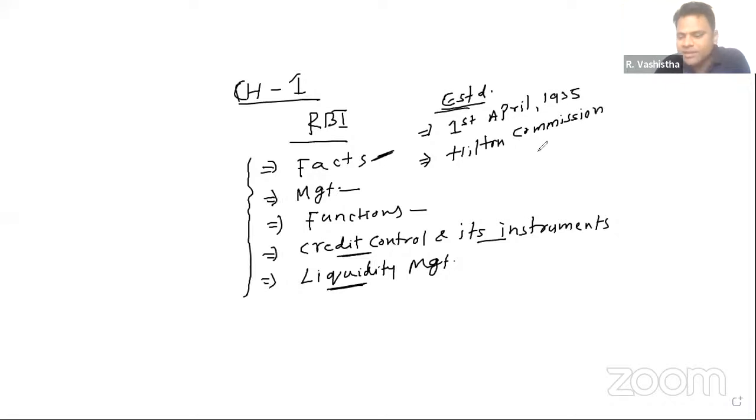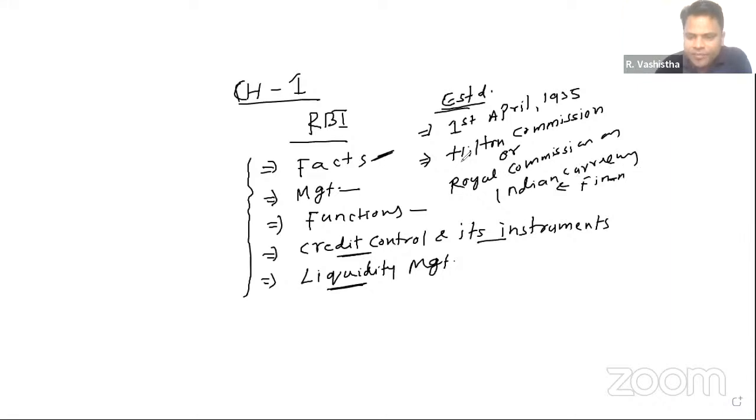In fact, this commission had been constituted by the government in 1926, right? And the commission gave advice to the government that there has to be a central bank to run the operations of banking in the economy of India. And this Hilton Commission is officially called Royal Commission on Indian Currency and Finance. Please write it down. It was established on the basis of recommendation of Hilton Young Commission, which is officially called Royal Commission on Indian Currency and Finance.